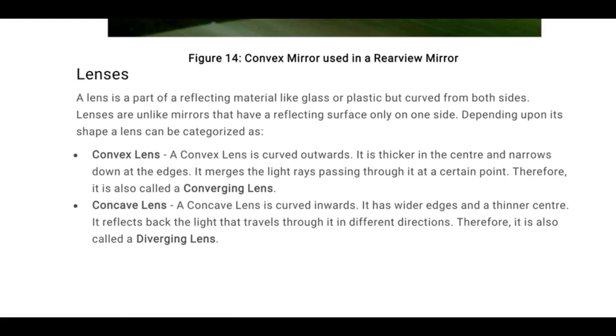Lenses are unlike mirrors, which have a reflecting surface only on one side, whereas in a mirror, depending upon the shape, it can be categorized. Whereas in a lens, there is no reflecting surface, it will transmit all the light that falls on it. Okay.